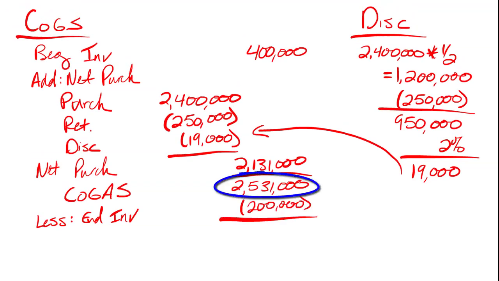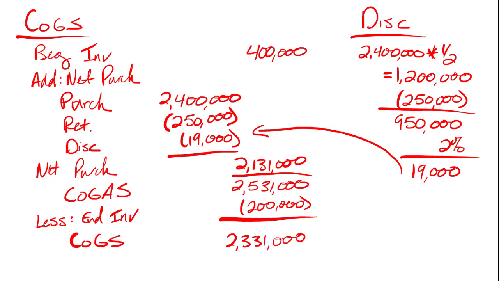If I take the 2,531,000 minus 200,000, I get my cost of goods sold, so 2,331,000. And that's this company's cost of goods sold. Remember, we have to keep track. Can I count this inventory as mine or not?